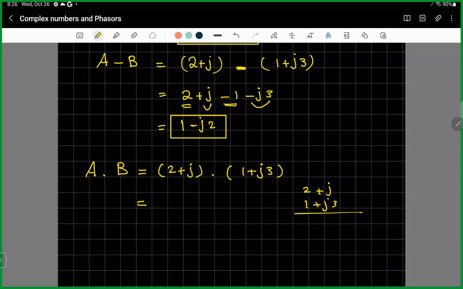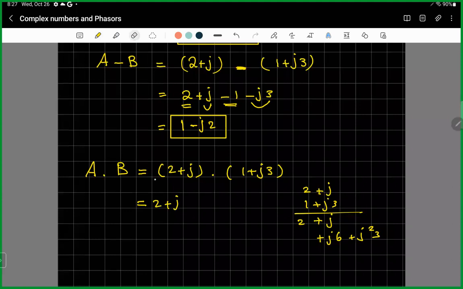1 times 2 is equal to... I'm just focusing on this one, and then multiply with the top. 1 times 2, 1 plus j. So 1 times 2 is 2, 1 times j is j. And then the second one, j times 2 will be equal to j2, and j times j3 is j squared 3. Okay, so I have 2 plus j.